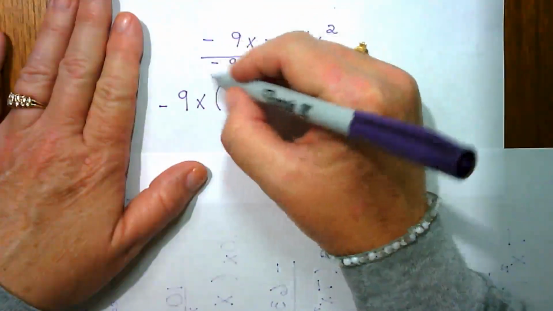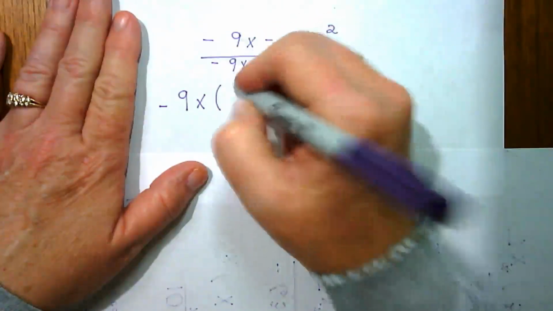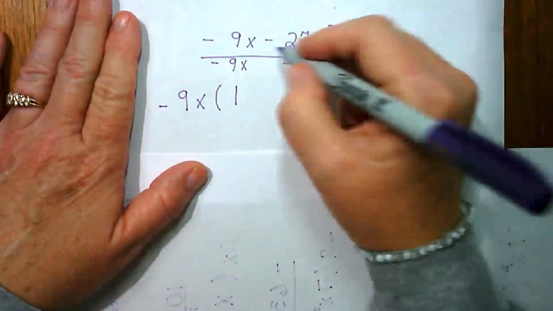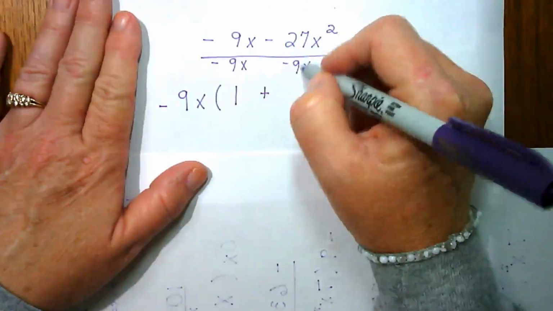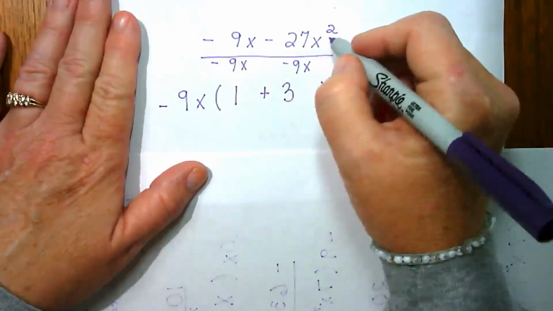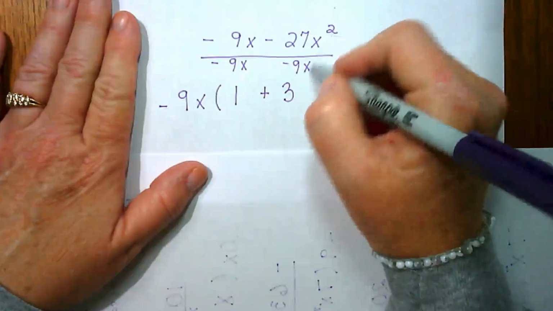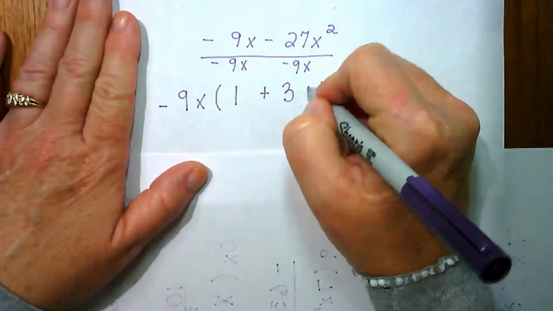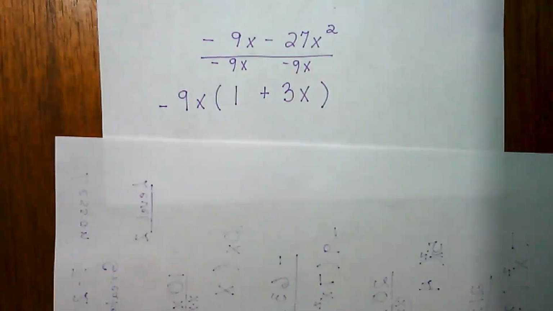Negative 9x. So this is the same on the top and the bottom, so this becomes a number 1. A negative divided by a negative is a positive. 27 divided by 9 gives me 3. 2 x's on the top and 1 on the bottom, so I'm canceling out 1x, which leaves me with 1x. And there you go. That's the end of today's video.